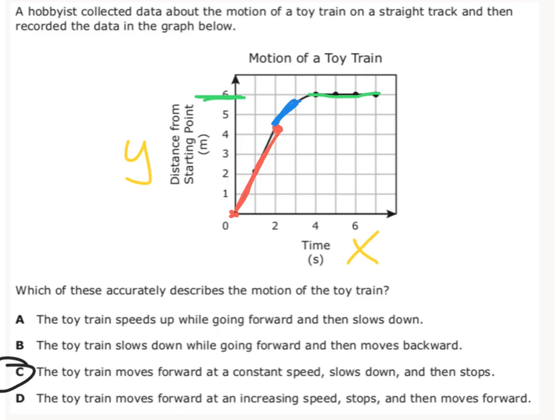The first part, from 0 to 2, is the train moving at a constant speed. Then we have it slowing down. And then the rest of the graph shows that it is stopped.